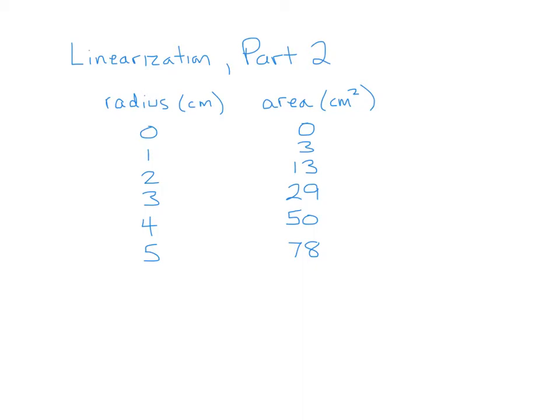All right, so here we have another set of data involving circles, and here we're looking at the relationship between the radius of a circle and the area of that circle. If we graph this data, we will see that we do not get a linear relationship, and you may know that if you know the equation for the area of the circle. But let's go ahead and graph that just to be sure.